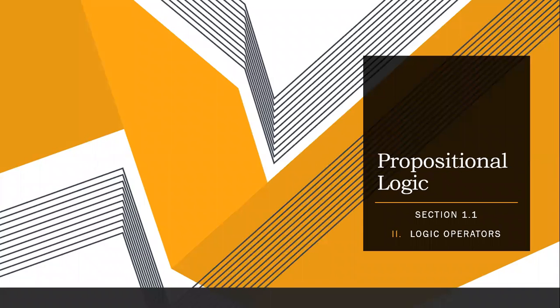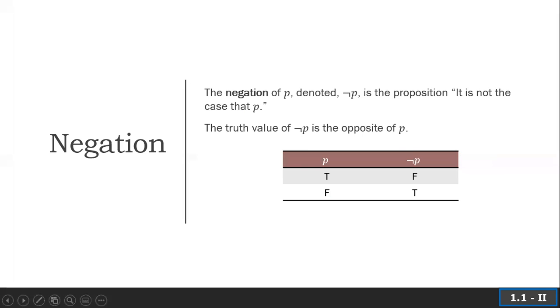Okay, so we just went over propositions. Now we're ready to move on to logical operators. So we're going to take those lowercase letters that represent propositions and start to do some operators with them. The first one is negation.